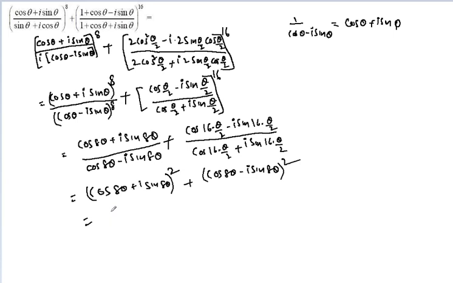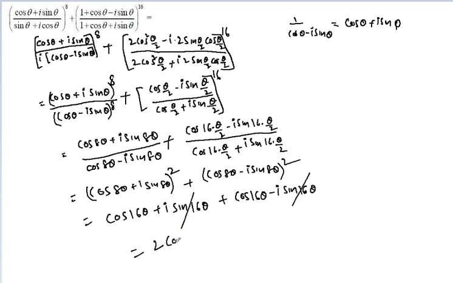That is equal to, again applying De Moivre's theorem, that is cos 16 theta plus i sin 16 theta plus cos 16 theta minus i sin 16 theta. i sin 16 theta plus minus i sin 16 theta cancelled. That is equal to 2 cos 16 theta. This is the answer.